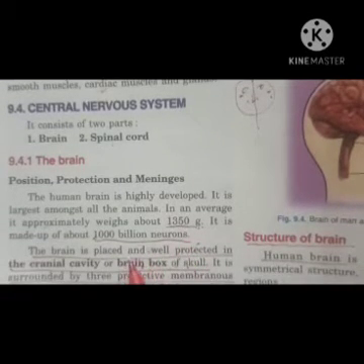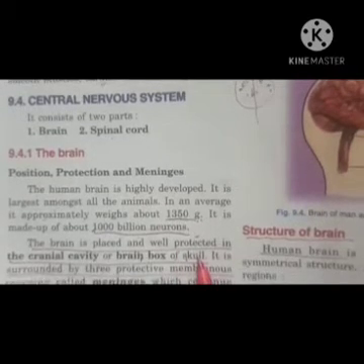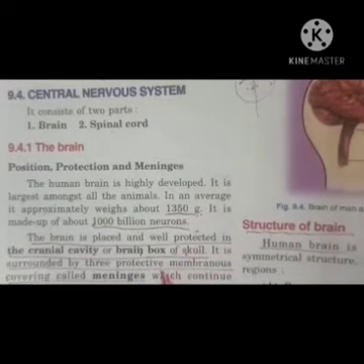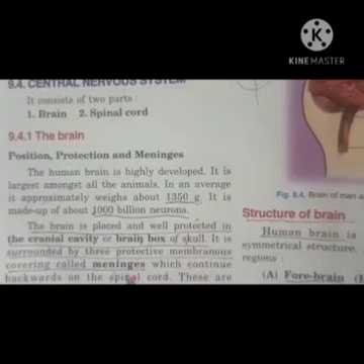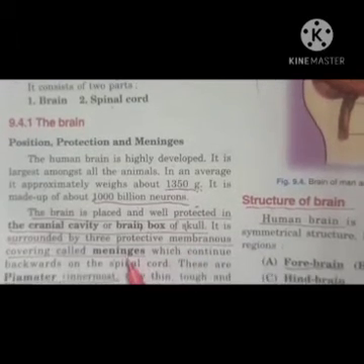And the brain is placed in a well protected cranial cavity or brain box, actually that brain box or cavity is a cavity of skull. Our brain is protected by skull, right? And it is surrounded by three protective membranes, and collectively these membranes are called meninges.